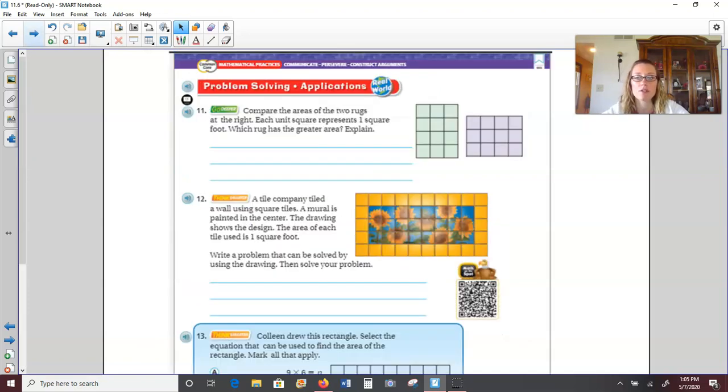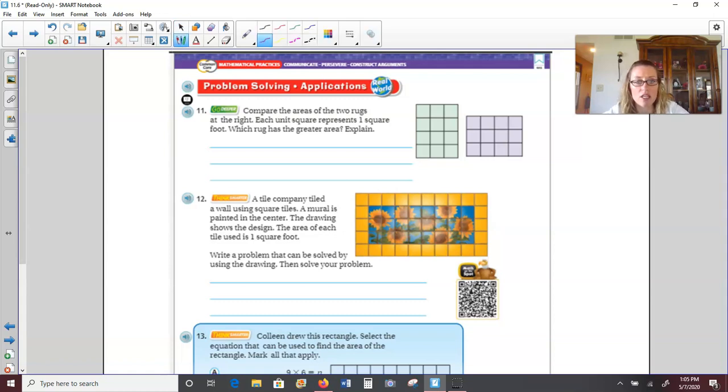Right, over to our problem solving. Number 11 is a go deeper. It says compare the areas of the 2 rugs at the right. Each unit square represents 1 square foot. Which rug has the greater area? And explain. Let's take a look at the first one.